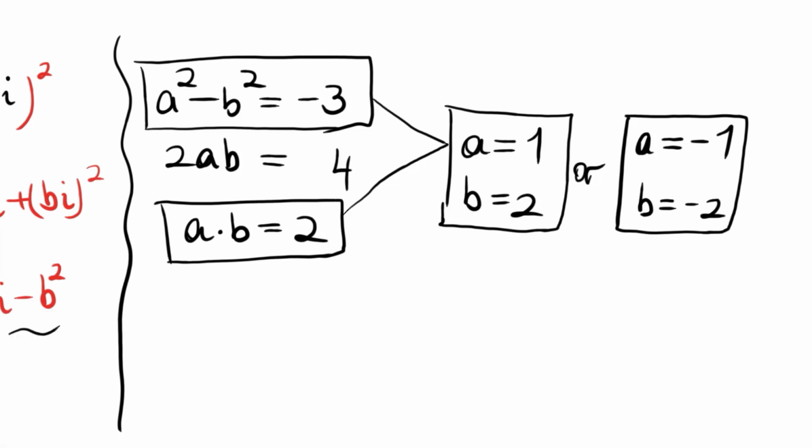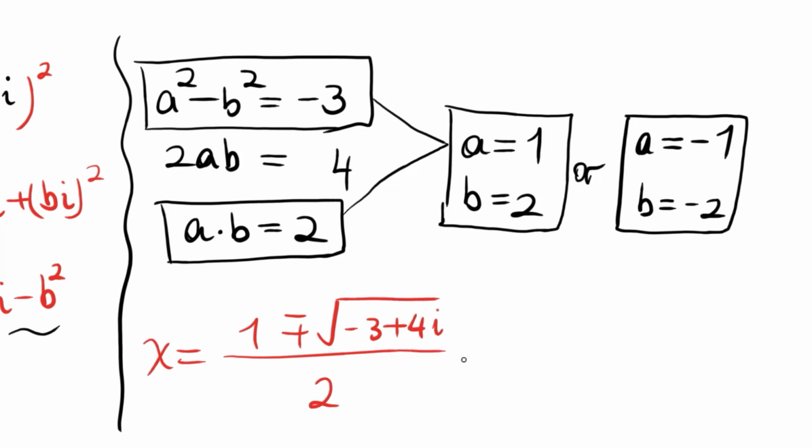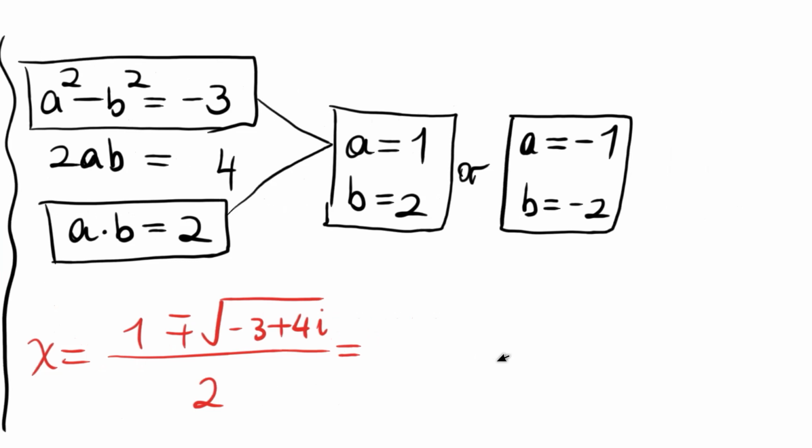Now we had x is equal to 1 plus or minus the square root of negative 3 plus 4i, divided by 2. So if we use this here we write 1 plus or minus, actually, a plus bi becomes 1 plus 2i. With this plus and minus sign, we find the second one actually. No need to write the second here.